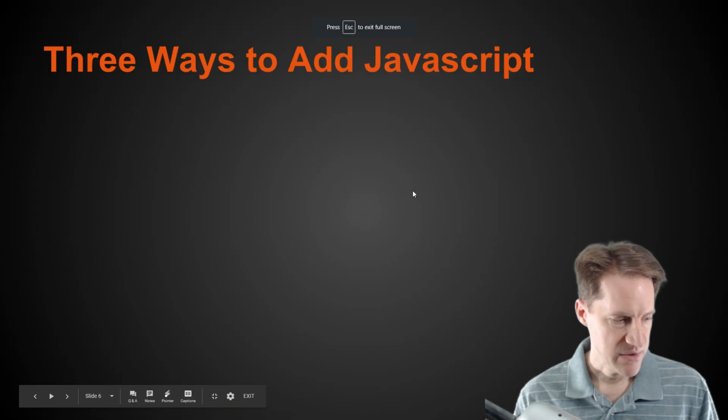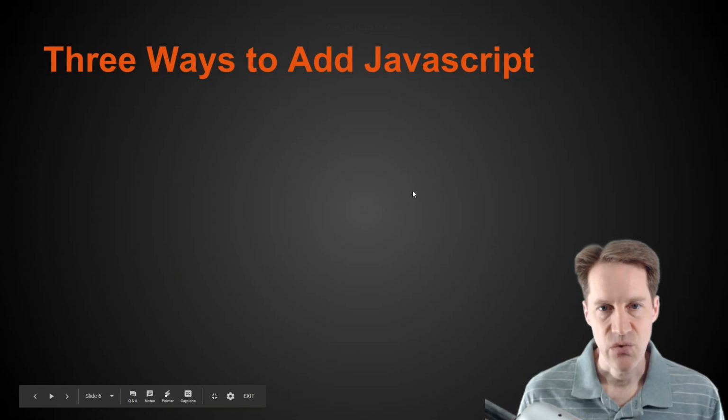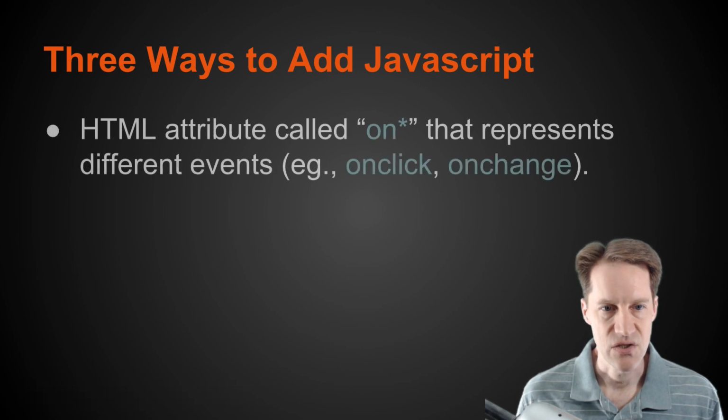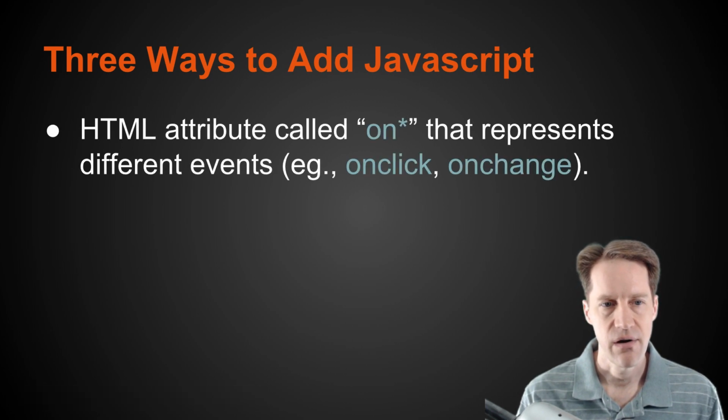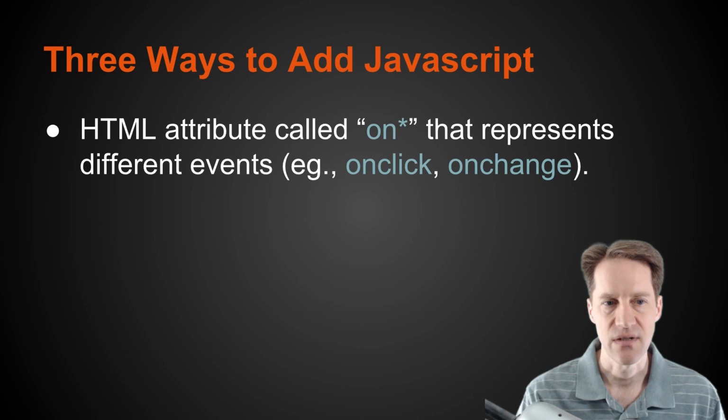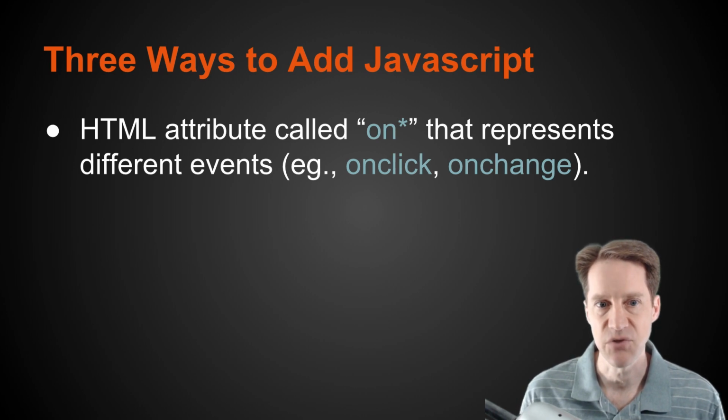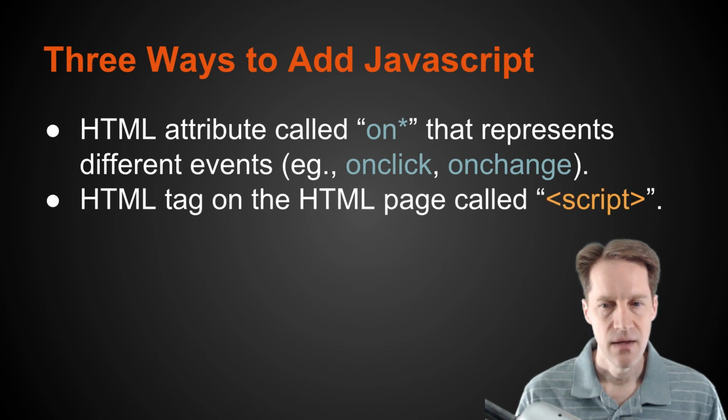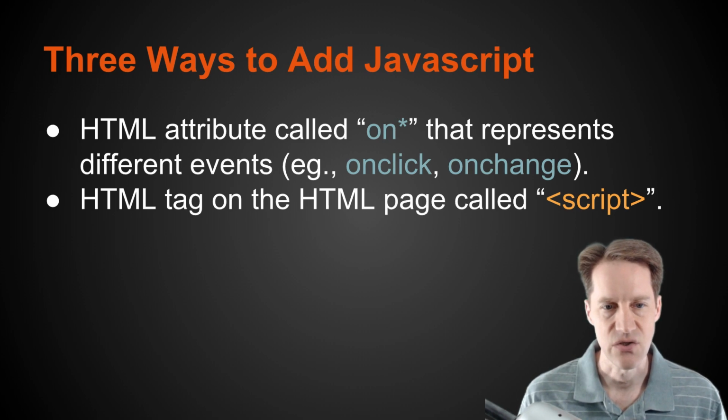So if we go back to our presentation here, there are 3 ways to add JavaScript to your HTML page. One, there are attributes in HTML that begin with on, and they represent different events. For example, there's the onclick event or the onchange event. You can put these attributes on a single HTML element, and if that event gets triggered, it will run some JavaScript code. Next, you'll see JavaScript in an HTML tag that's on the HTML page, and that uses the script tag.